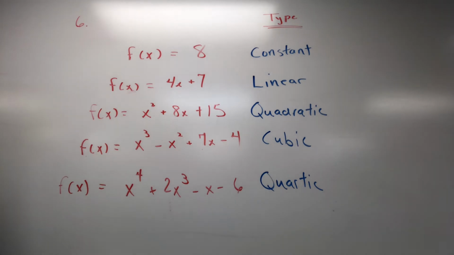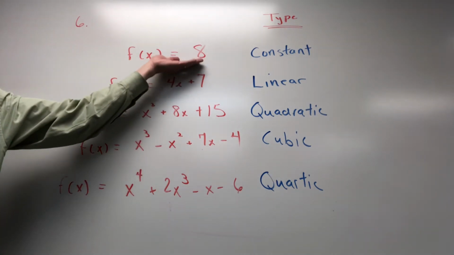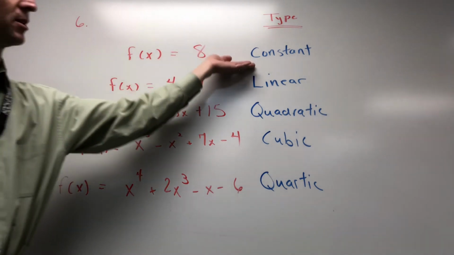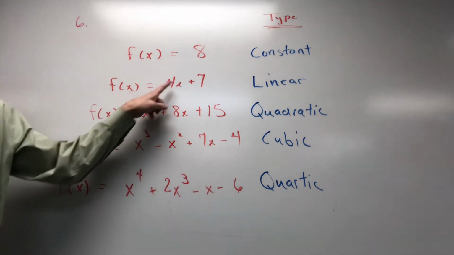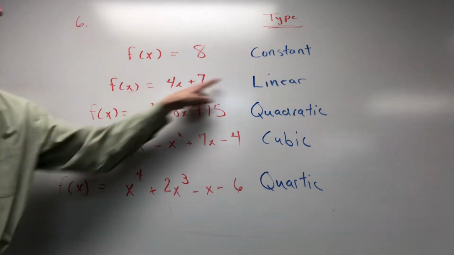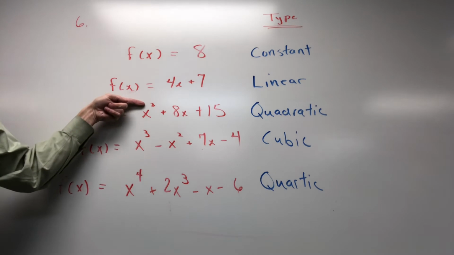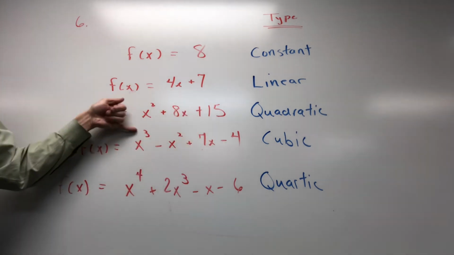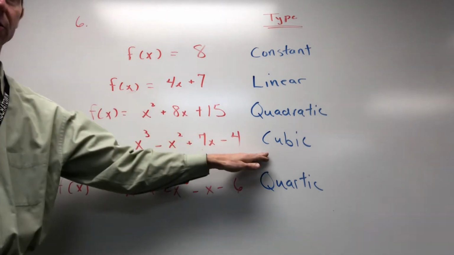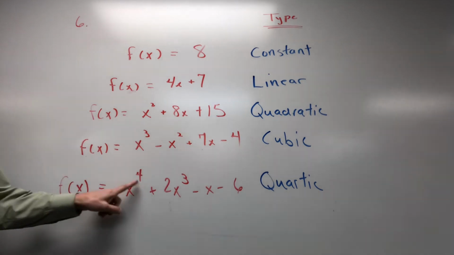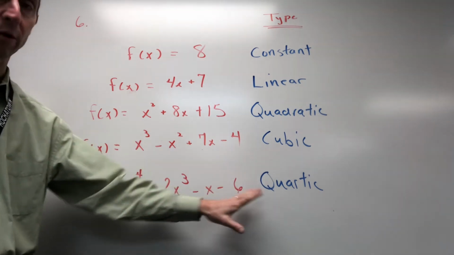Okay, so let's go back through it one more time. If it's just no letter at all, it's just a number, that's called a constant function. Largest power is x to the first, linear. Largest power, x to the second, quadratic. A third power gets it called a cubic. And the largest power, fourth power, called a quartic.